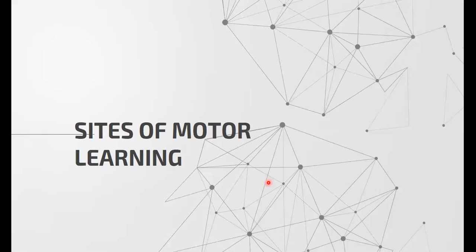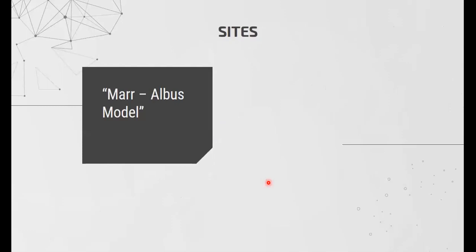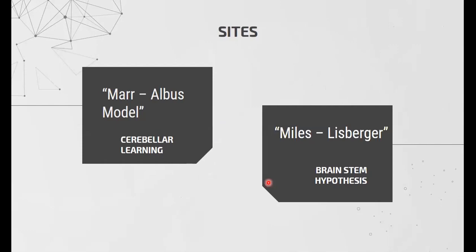So coming to the sites of motor learning. So basically there are two sites. First one is the cerebellar learning or the cerebellar site. Second one is the brainstem hypothesis. So we'll see what is the cerebellar model. Whenever there is a retinal slip, or let us assume that a patient is having right-sided vestibular neuritis, so that side VOR is decreased, or we can see some corrective saccades.